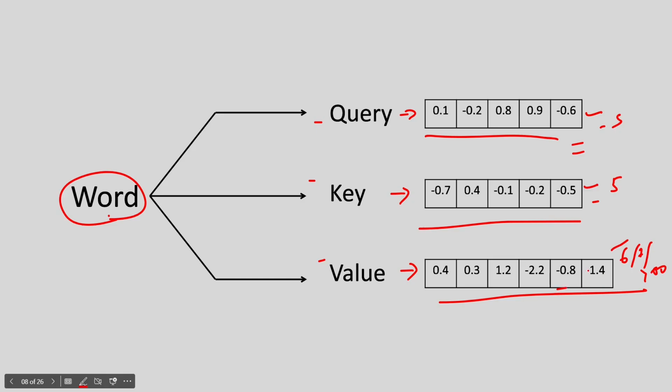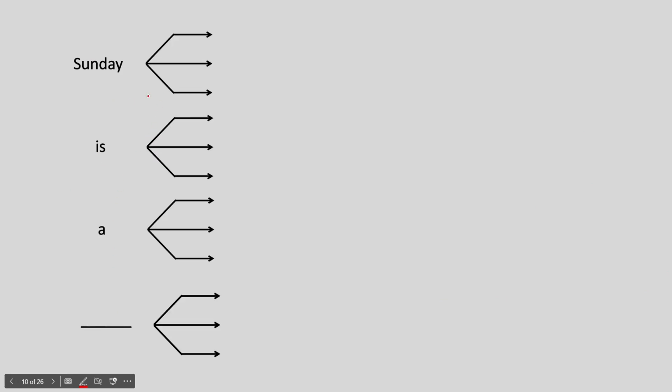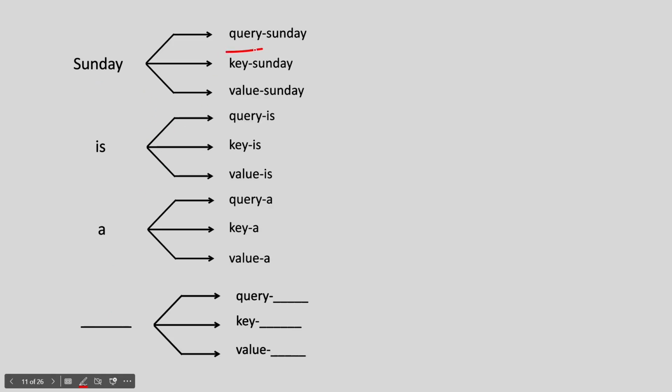Now let's move forward. This is what you need to understand. So we will be taking the first sentence: Sunday is a dash. So there are 4 words. As I told you, every word will have query, key, and value. So every word will have 3 representations. The first one will be query, key, and value, and same for all the other words as well. Even the dash will have its own query, key, and value.